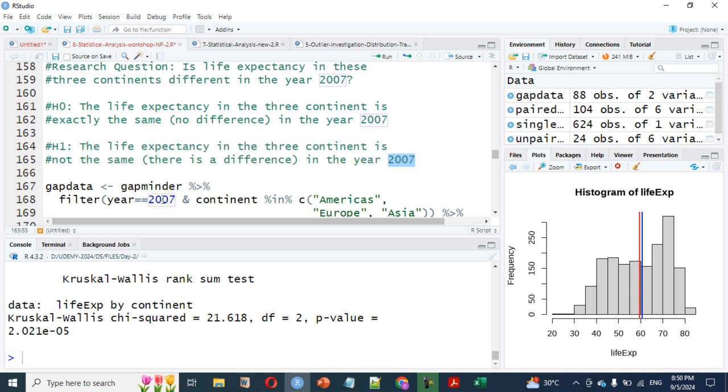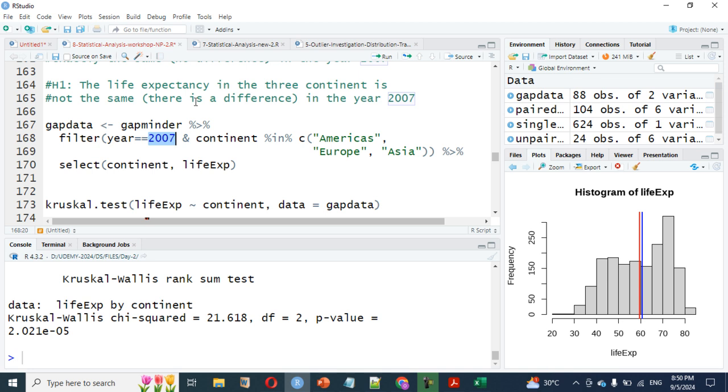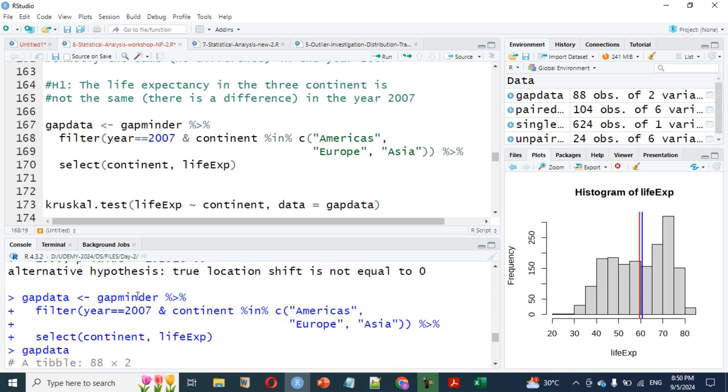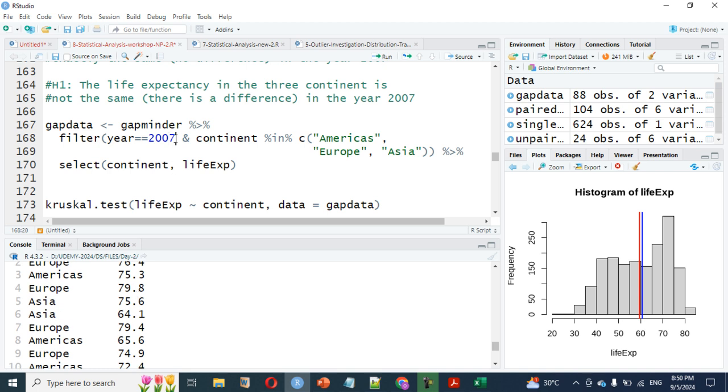You can change the year to another year and try to see the result, because who knows, they may be different. Let's just use another year. Let's say we use year 1992, for example. We run this again. Just try to test now.